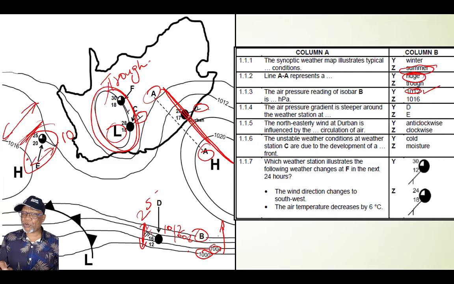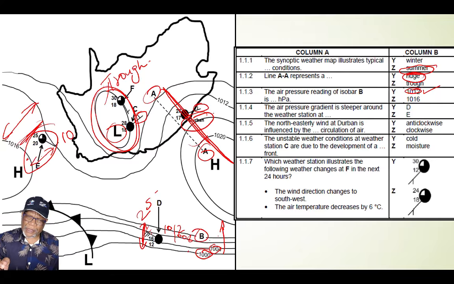Okay, now let's go to the next one. The northeasterly wind at Durban is influenced by the circulation of air. Now let's look at Durban. There is our Durban there. I'm sorry, I put a lot of writing on our Durban here. So it is influenced by anti-clockwise or clockwise. So what do we have here? We said the season is summer. And now we have the high pressure cell here, which is called South Indian.